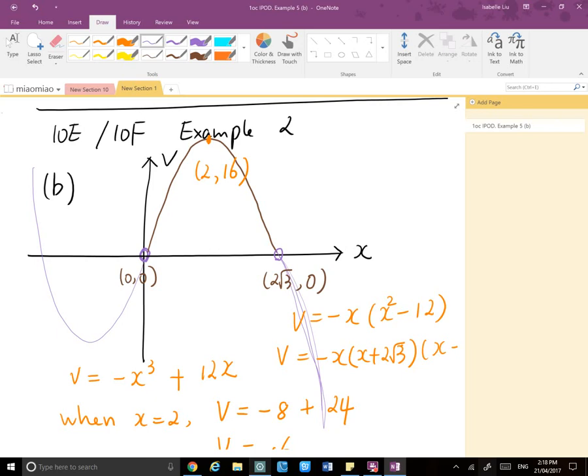You have negative 2 root 3, positive 2 root 3, and 0. The graph is a negative cubic. Starting from here, your graph looks like that. But because the domain is 0 to 2 root 3, you only have this part of the graph. Don't have here, don't have here. So the turning point is when x equals 2, V equals 16. So 2, 16. That's the shape of the graph.